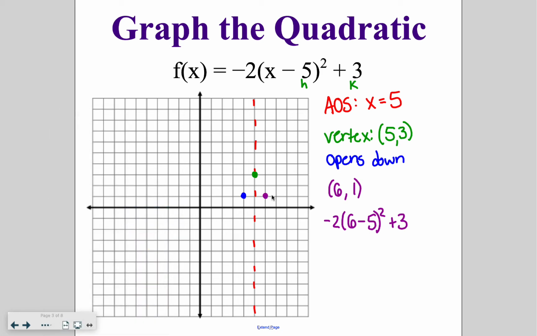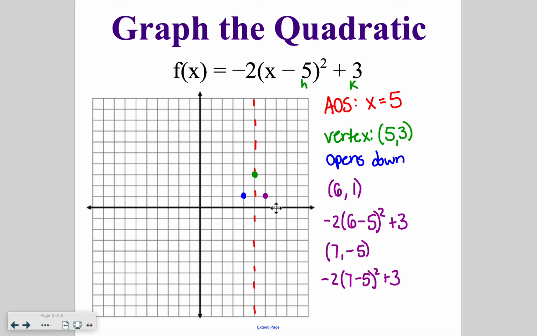Then, in order to continue going on with our graph, you're going to plug in another point. I'm just going to go to the next one, which is going to be 7. So you would plug in -2, (7 minus 5) in parentheses to the second power, plus 3. Again, typing that exact thing into your calculator, hitting enter, and you would get an answer of -5.